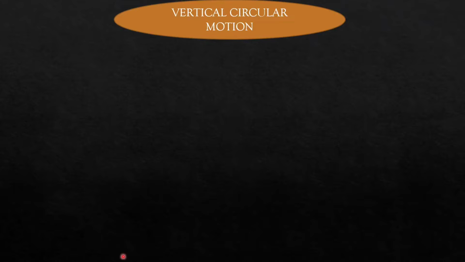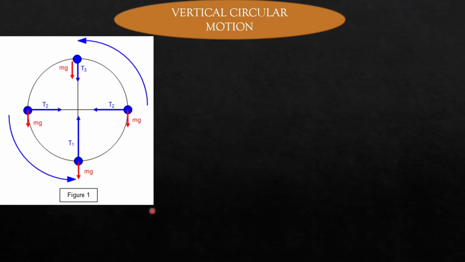What is vertical circular motion, and how does it happen? Let's see. This is the exact image of the vertical circular motion. I have copied this image from a source on the internet to make you understand, because I am not a guy who can draw a complete circle.